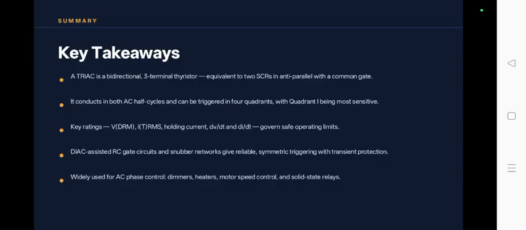Now the key takeaways, that means the summary. The TRIAC is a bidirectional, three-terminal thyristor. It conducts in both AC half cycles and can be triggered in four quadrants. The DIAC assists the RC gate circuits, and snubber networks make it reliable. It is widely used in AC phase control, dimmers, heaters, speed control and solid state relays.